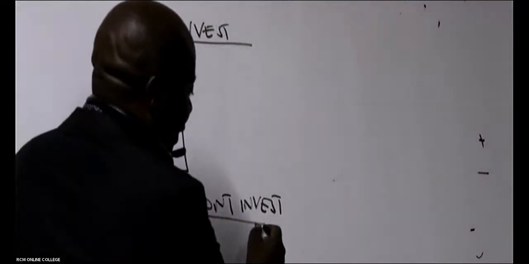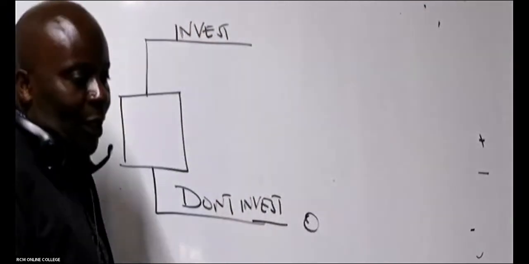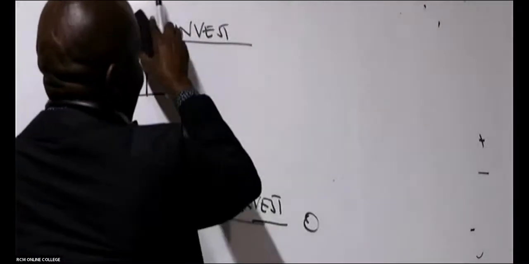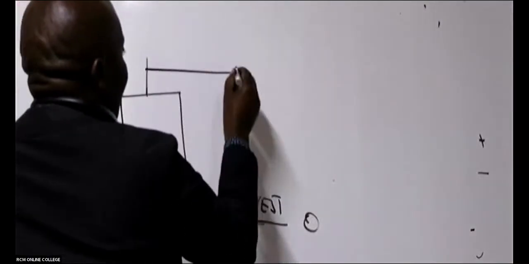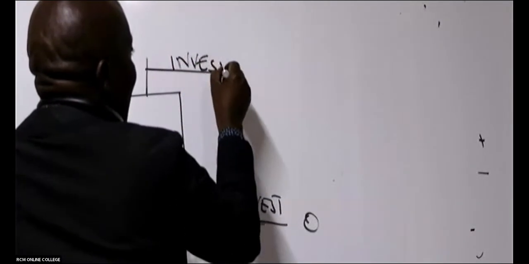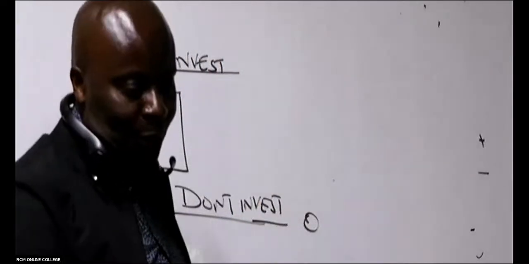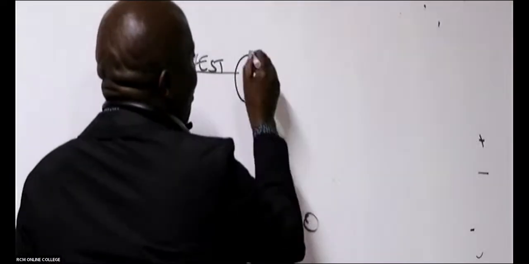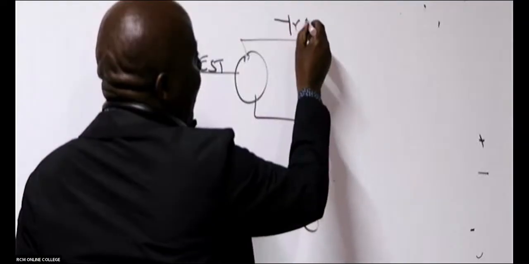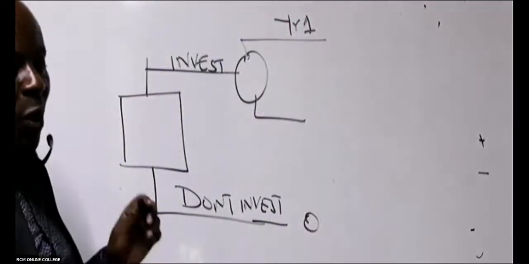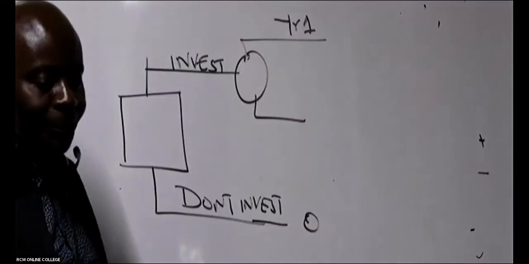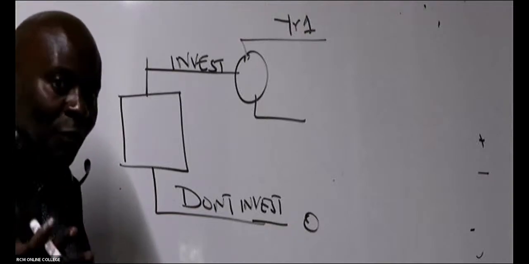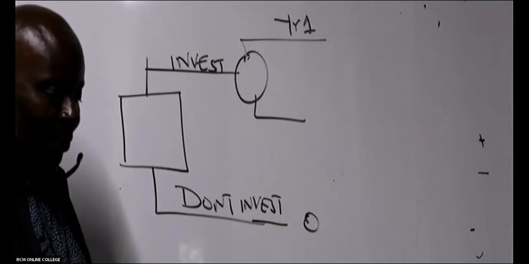If we don't invest, we expect to get a zero. And if we invest, what do we expect to get? If we invest, there are outcomes, and those outcomes are probabilistic. There are two possible outcomes for the year one cash flows. Year one cash flows, is there somebody who can remember? Those are outcomes of investing.